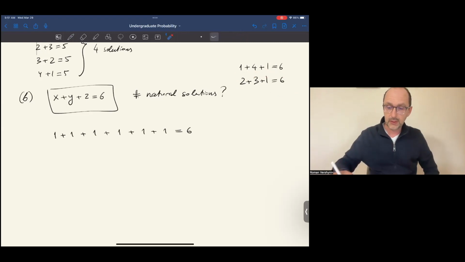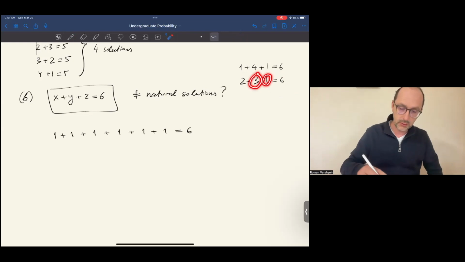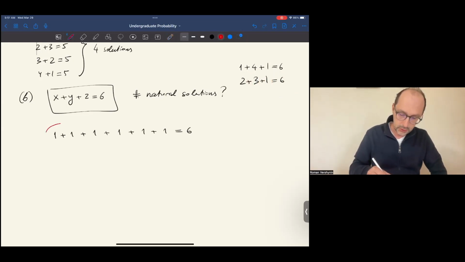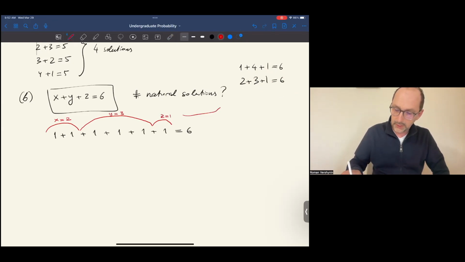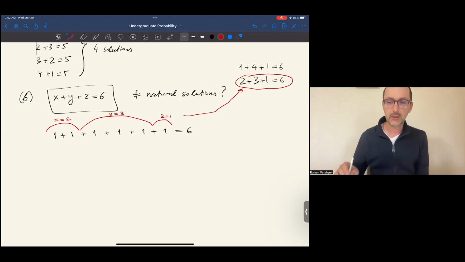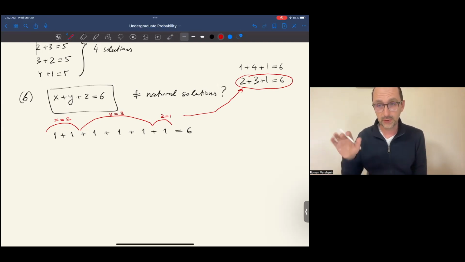Let's just group the 2 ones together, 3 ones together, and 1 one by itself, like this. So here x is 2, y is 3, and z is 1. We represented this particular solution to this equation. And we can represent any solution this way just by grouping the ones.